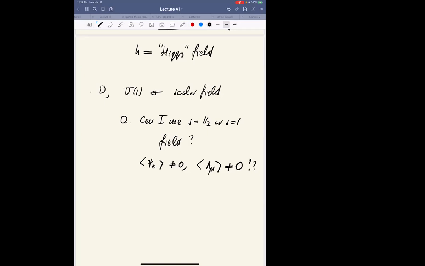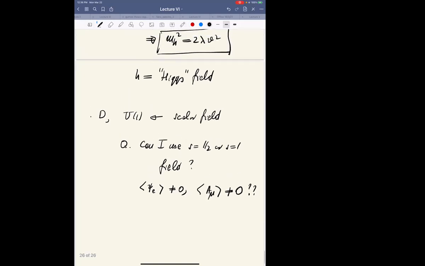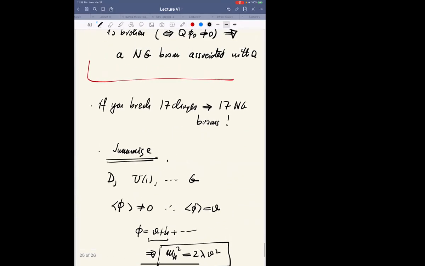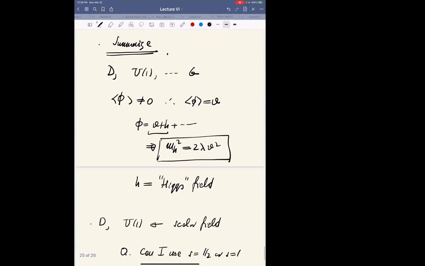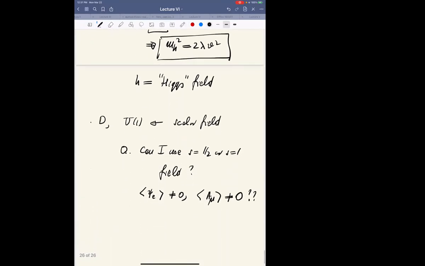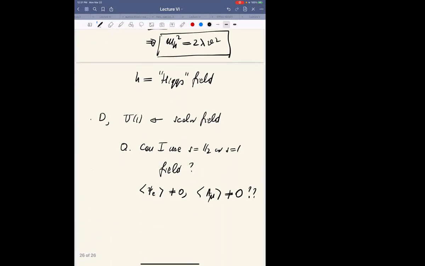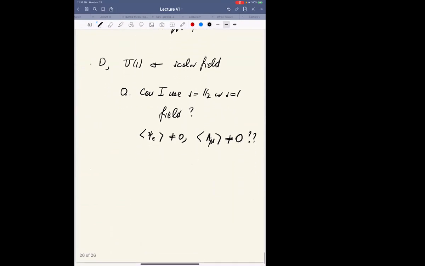The question is profound. I want to explain why I'm asking you, because when people suggested a mechanism, there were no scalar fields. And maybe people claim that this will be wrong because there are no elementary scalar fields. There was a resistance, whereas there were elementary fermions, spin half and spin one fields like the photon. Is this acceptable?